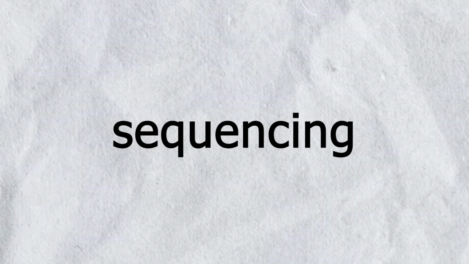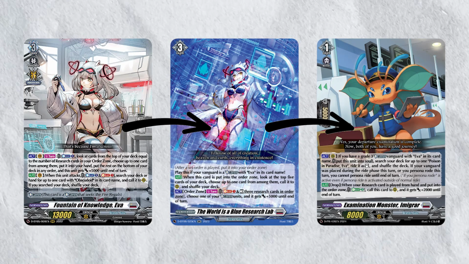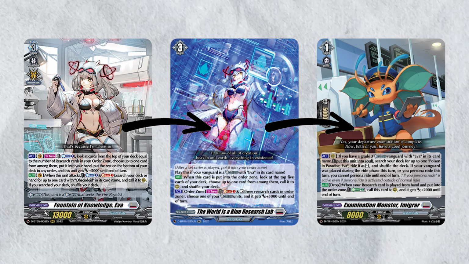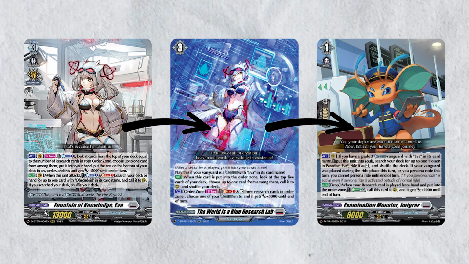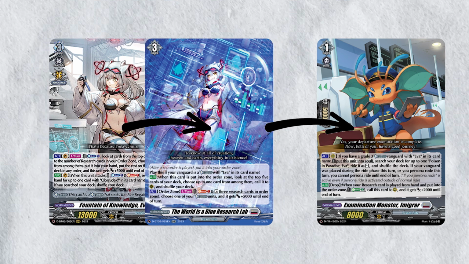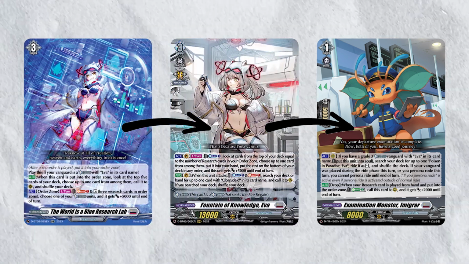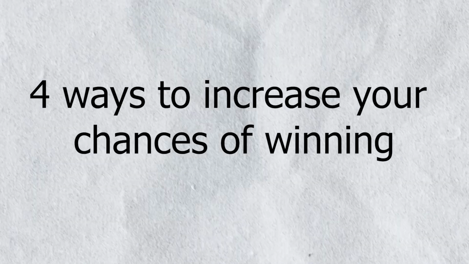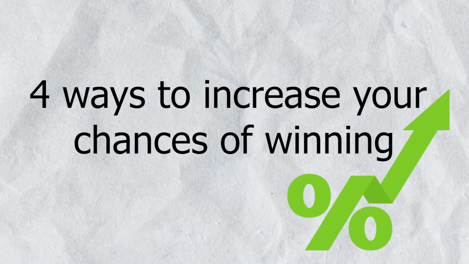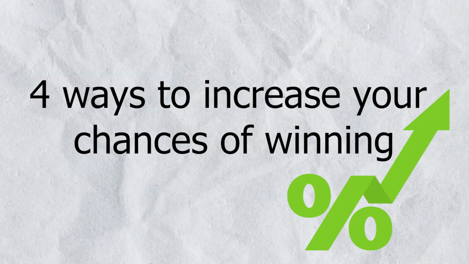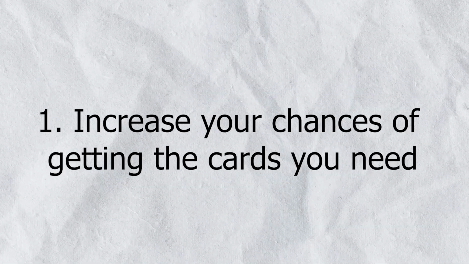Sequencing in trading card games is how you decide the order of the actions you take, like choosing to activate a certain card or ability first over another one. In this video, I'll teach you the basic concepts of sequencing. I'll be giving 4 ways on how you can use sequencing to increase your chances of winning, with examples for each of them. Number 1.